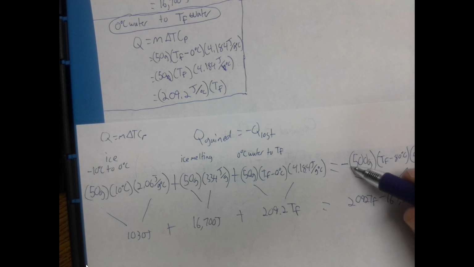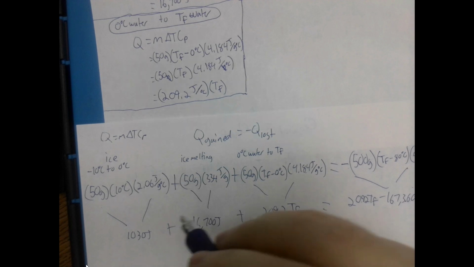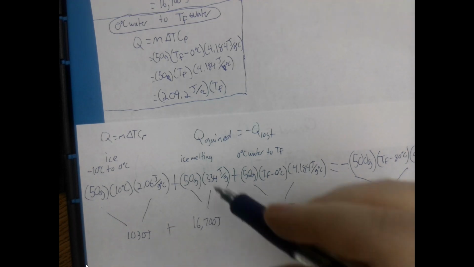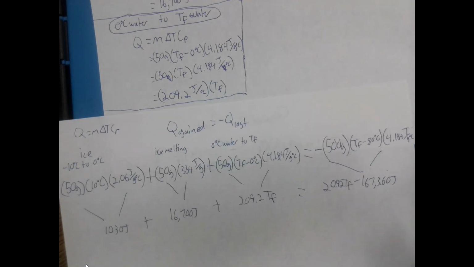Doing the same thing here, negative 500 times this times TF is this. Negative 500 times this is this. And for me, it's easier to do this, but you can't really come back and see your mistake if you make one.